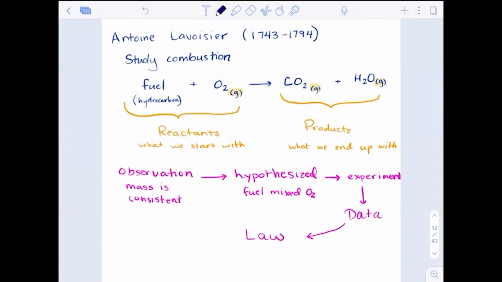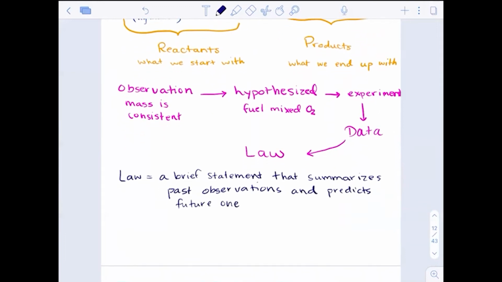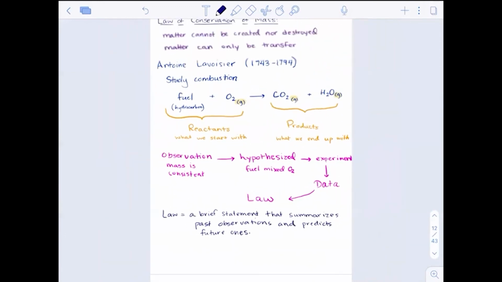Now, what is a law? A scientific law is readily tested. It is not something that is truth. I don't want us to think truth. Scientific law is a brief statement, we'll say, that summarizes past observations and predicts future ones. So the law of conservation of mass says this.